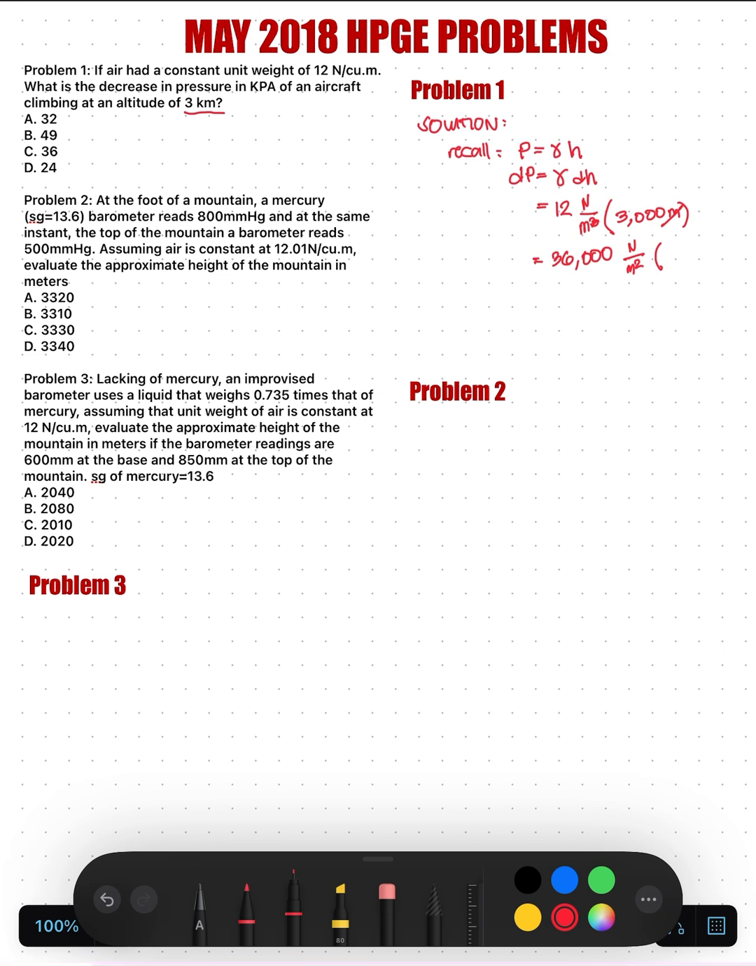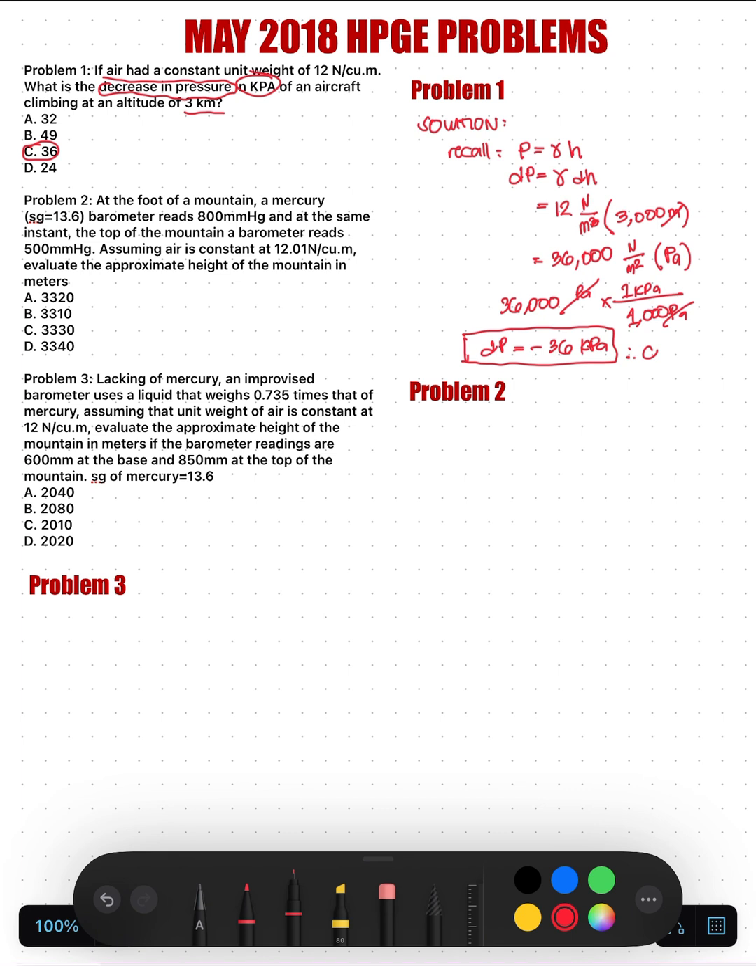Another term for Newton per meter squared is Pascal. But since our problem states that the final answer be in kilopascal, we have to convert that: 36,000 Pascal times 1 kPa per 1,000 Pascal. Cancel. So our final answer, the change in pressure, is 36 kPa. Of course, since this is a decrease in pressure, our sign is negative 36 kPa. But in the choices, it actually takes the absolute value of the answer. So that is 36, letter C.